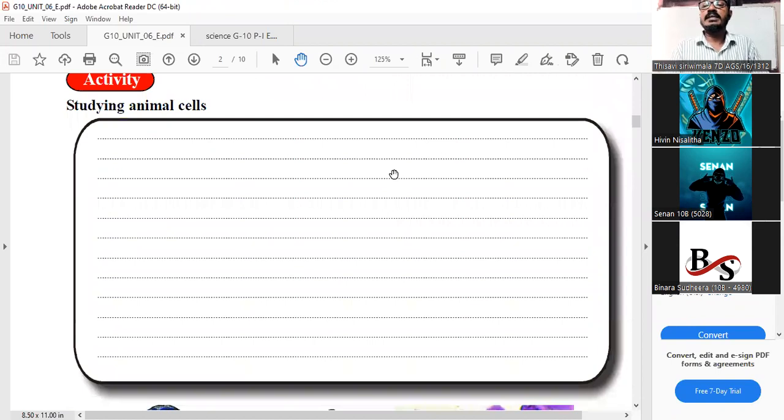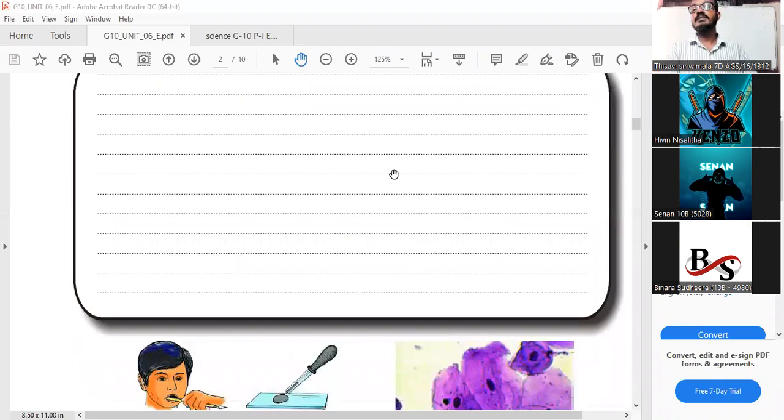Otherwise tell me with the page number. I need the page number. Page number 5.